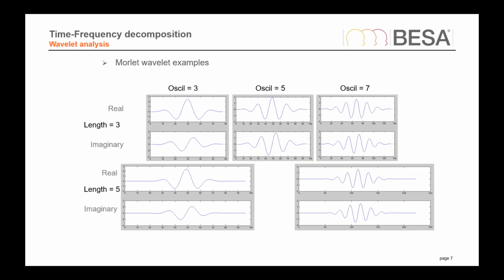There are a few example Morlet wavelets that you can see here. So we can see the number of oscillations varying from the left to the right. So we start with 3 oscillations, then 5, then 7. And obviously, this has got quite an impact on the general wavelet shape. However, the top row here shows us the other parameter, so the length of 3, and the bottom row has a length of 5. And we can conclude, I think, that changing the length does not have such a big impact on the actual wavelet shape compared to changing the oscillation parameter.